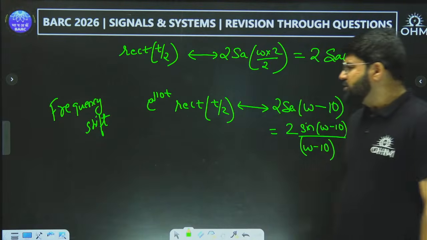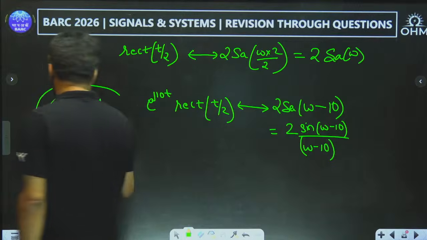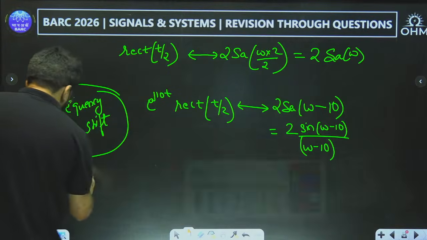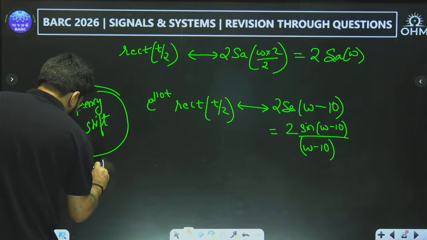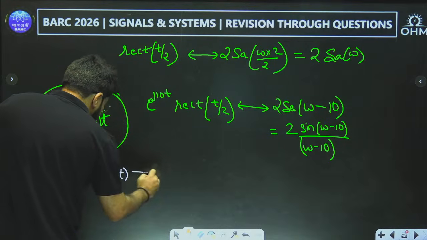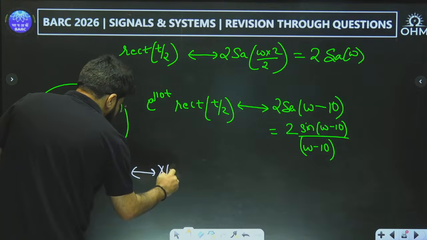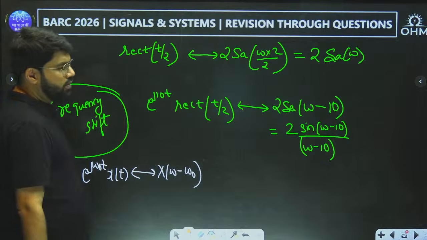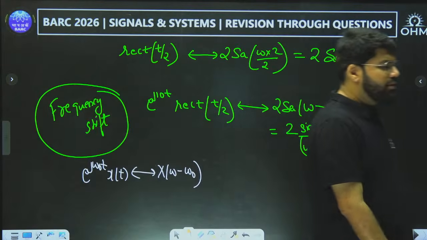It is the frequency shift property that has to be applied in this question. What is this frequency shift in general? If you have e power j omega naught t multiplied by a signal x of t, and x of t had the Fourier transform X of omega, it now becomes X of omega minus omega naught.